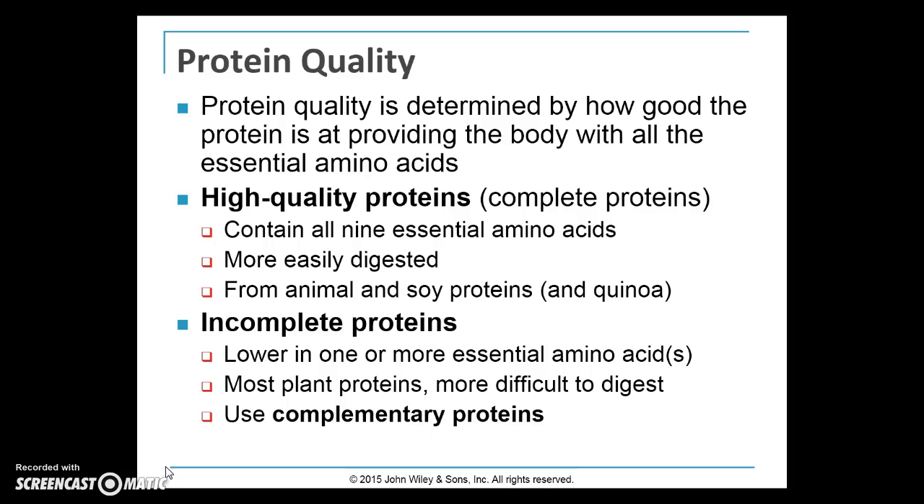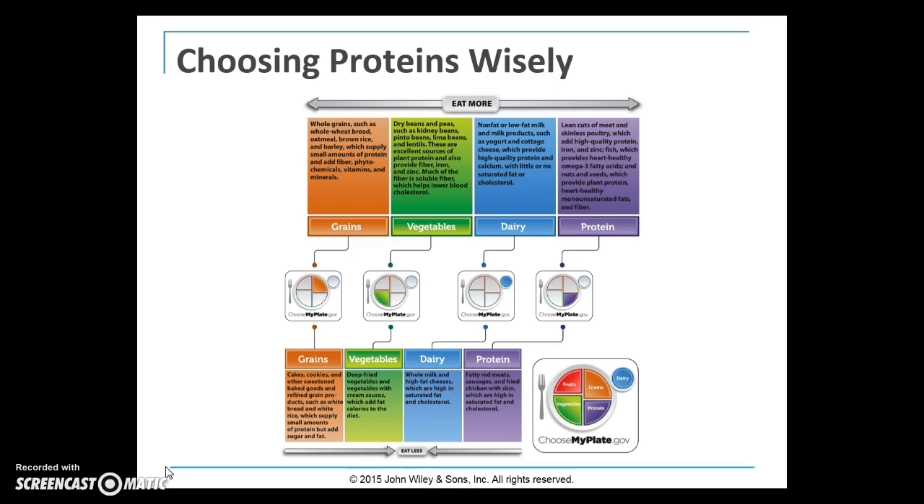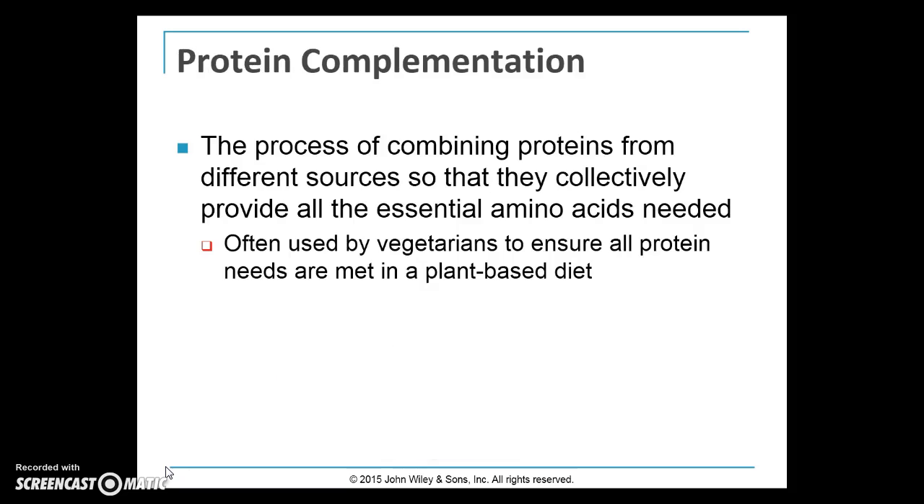Protein quality talks a little bit about the types of proteins. Are they complete or incomplete? High quality proteins are typically from animals and soy and quinoa. Incomplete proteins are typically from plant sources and require the use of complementary proteins. That's where we use a couple of different proteins to get all the amino acids that we need. We want to choose proteins wisely. We want less saturated fats, cholesterol, sodium, leaner cuts of meat, low-fat, non-fat milk, peas and beans, and whole grains.